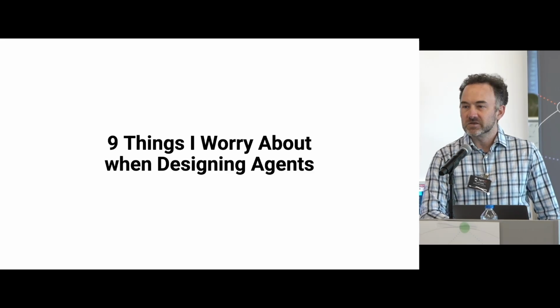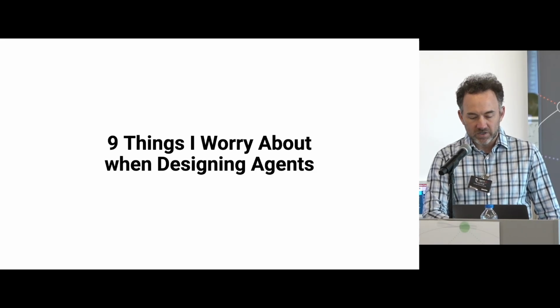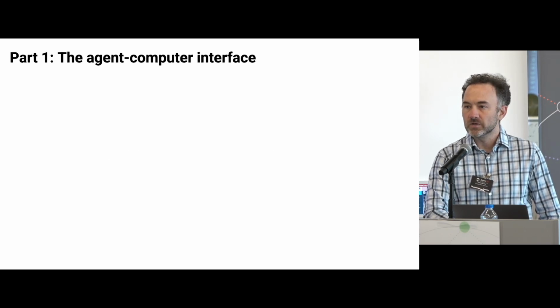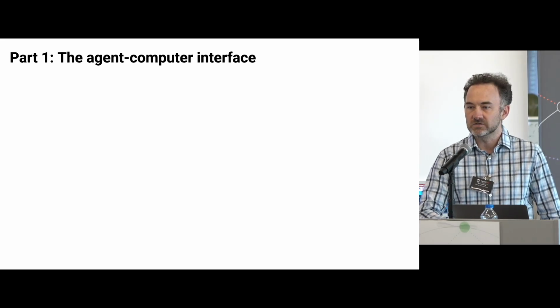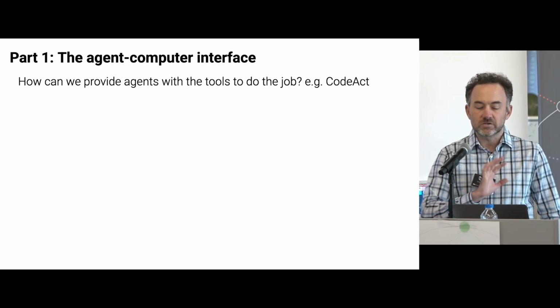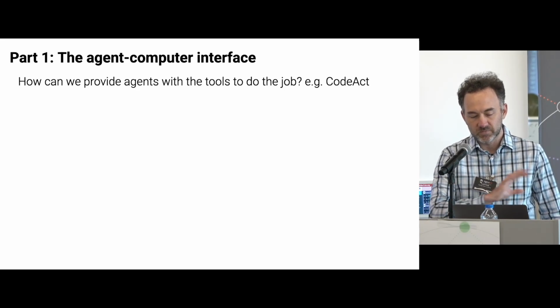Because this is about agents, I've learned a lot in building practical agents that I use every day. And I worry about a lot of different things. I picked out 9 things to talk about just to give an idea of some of the challenges in the field. And the first thing that I worry about is the way that we as people interact with AI agents, or the agent-computer interface. I apologize. How do agents interact with our computers? The other part is part 2.